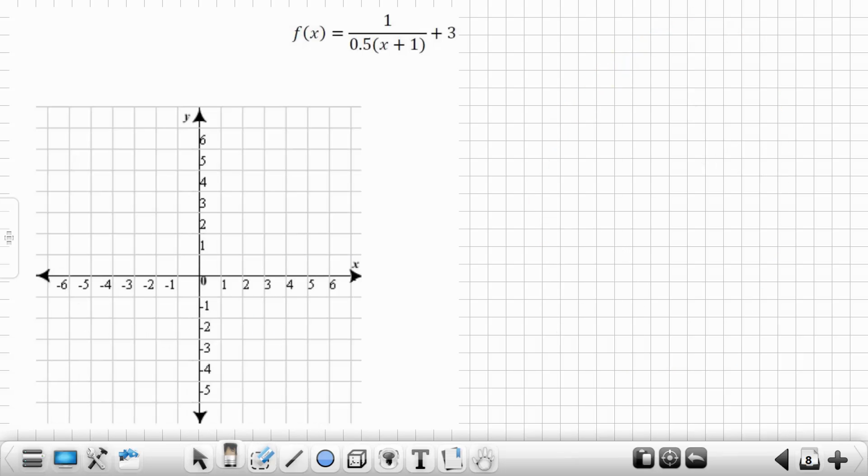So with this, let's talk about this. We're going to keep this as a b value. We are not going to change it to an a value.